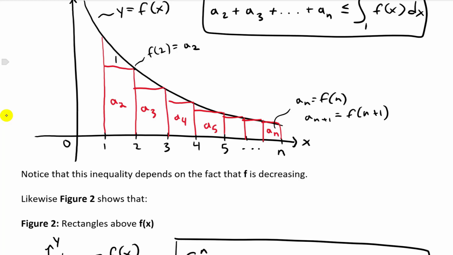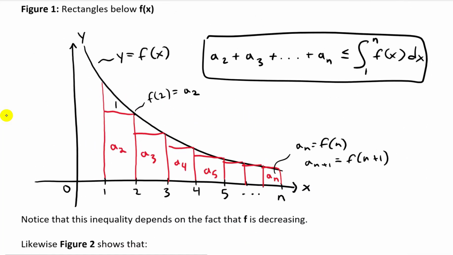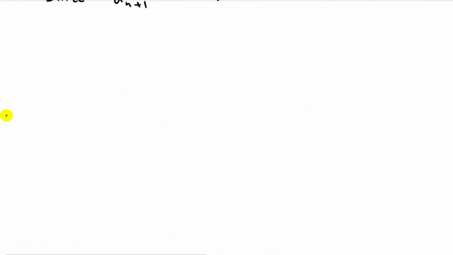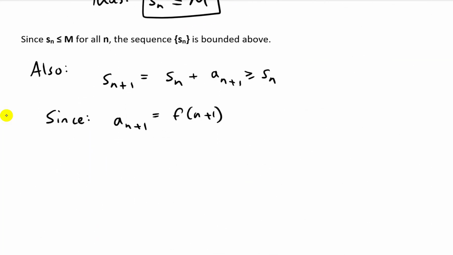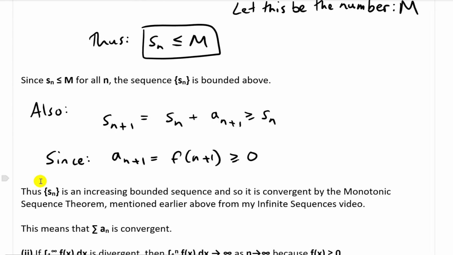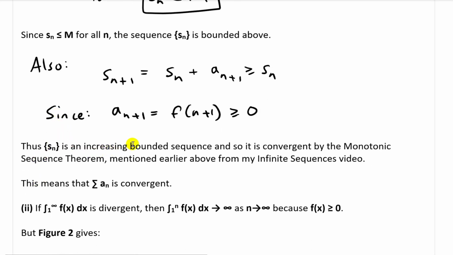We're given this function is always going to be positive, and as it gets smaller and smaller, it's always decreasing, but it's always positive. So when you add another positive number to the partial sum, we get something bigger than the previous. So since an plus 1 equals f of n plus 1, which is greater than or equal to 0, you're always adding a positive number to it. Thus the sequence Sn of the partial sums is an increasing bounded sequence, and so it is convergent by the monotonic sequence theorem mentioned earlier from my infinite sequences video.